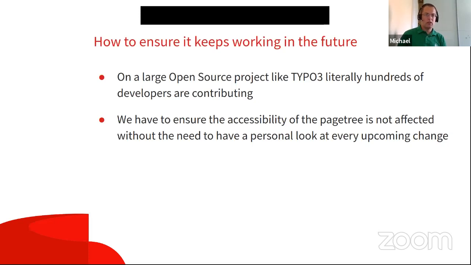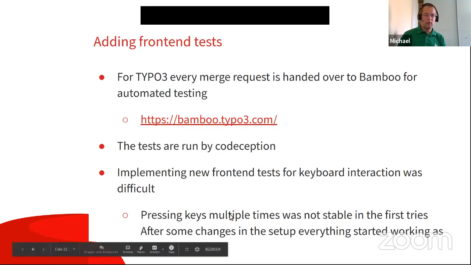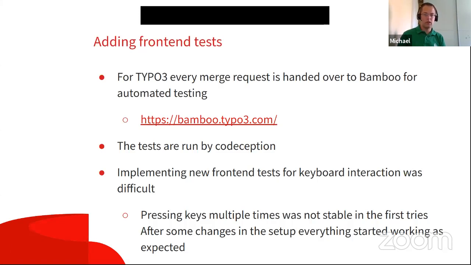So what we did is to add front-end tests for TYPO3. Every merge request is handed over to Bamboo. That is a server for automated testing of TYPO3 change requests. And those tests are run by Codeception. So we implemented new front-end tests for keyboard interaction.